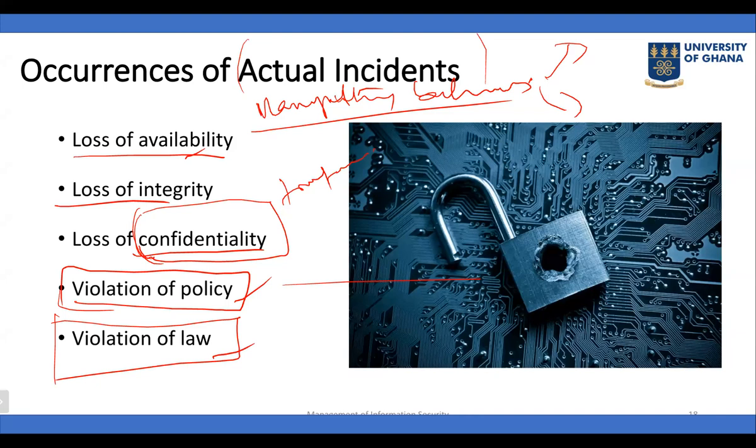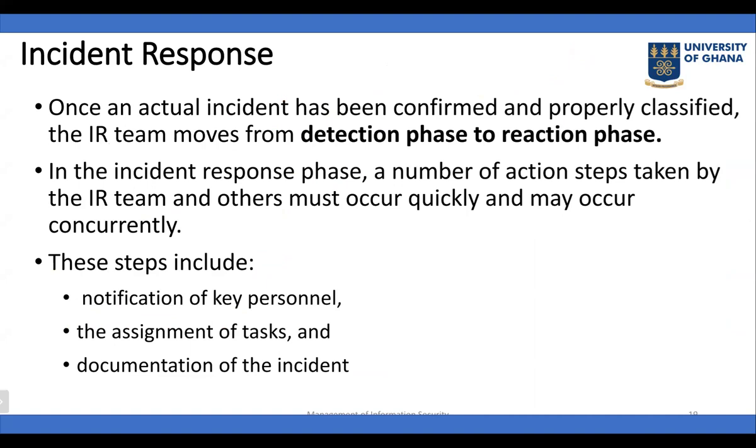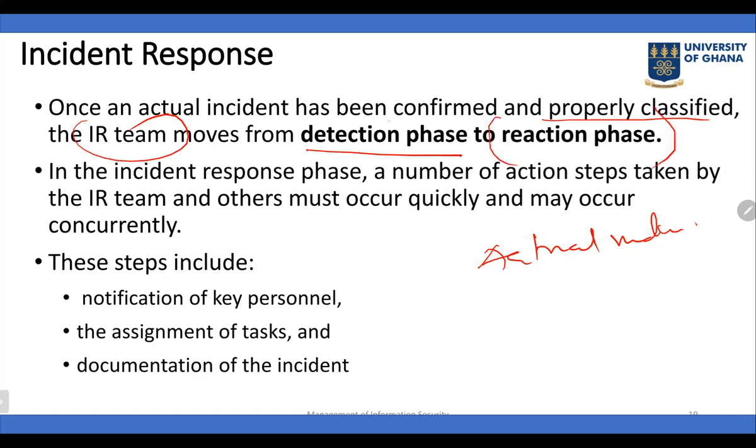Now we are still looking at the incident response. We just finished with the detection. Let's look at the incident response. So once an actual incident has been confirmed and properly classified, so now you classify that this one is an actual incident. So what do you do next? The team moves from the detection phase. Now they move on to a phase called the reaction phase, because they've been able to detect that this one is an incident. It's not routine system use, it's an incident. So now they have to react.